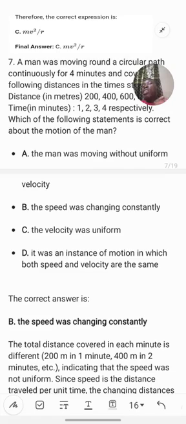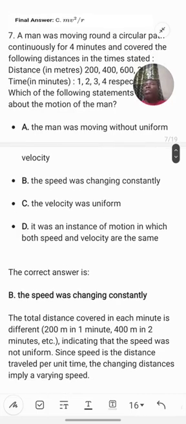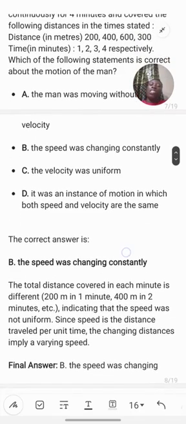We need to see if they are the same or they are different. You will discover that the man moved around 200 meters in 1 minute, 400 meters in 2 minutes, etc. So this indicates that the speed was not uniform. Since speed is the distance traveled per unit time, the changing distances imply a varying speed.